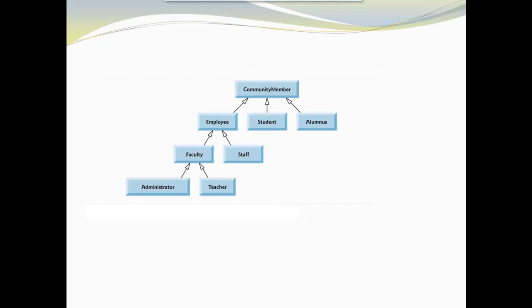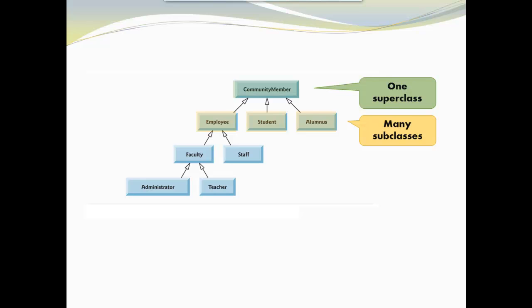Let's say we are in a college context. We have community members. Those could be employees, students, alumni. And there are different kinds of employees, faculty and staff. And there are even different kinds of faculty, administrators and teachers. You can see one class, in our case community member, can have multiple subclasses. However, each of the classes has exactly one direct superclass.